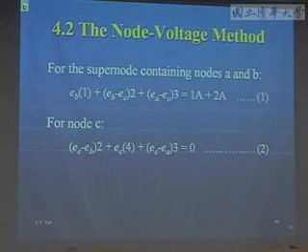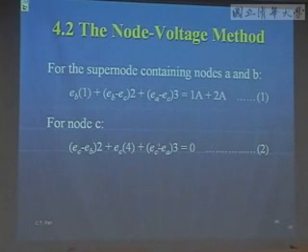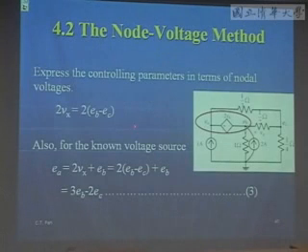And also one more step, we can eliminate EA in terms of 2VX plus EB. Okay, so we substitute, we eliminate EA variable here by using this equation. However, even if you substitute EA, there remains one unknown VX. So to obtain the last circuit equation, you need one more step. You have to express the controlling parameters in terms of the node voltage.